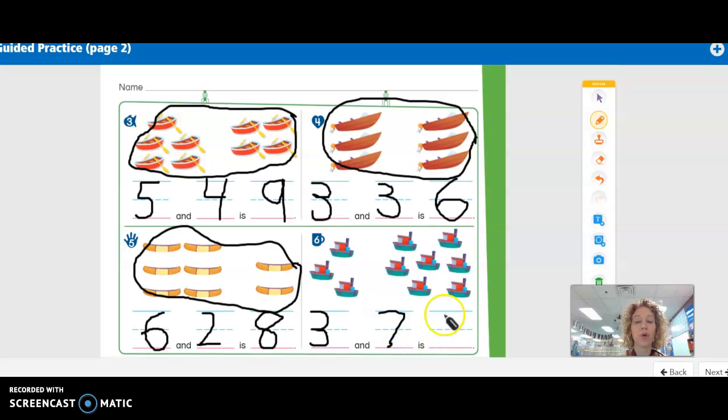Now I want to know how many tugboats all together. So I'm going to circle them so I don't forget to count all of them. Okay, count with me. 1, 2, 3, 4, 5, 6, 7, 8, 9, 10 tugboats. Wow. So I'm going to make a 10. That's how many tugboats all together. So first I had 3 and 7 is 10 all together.